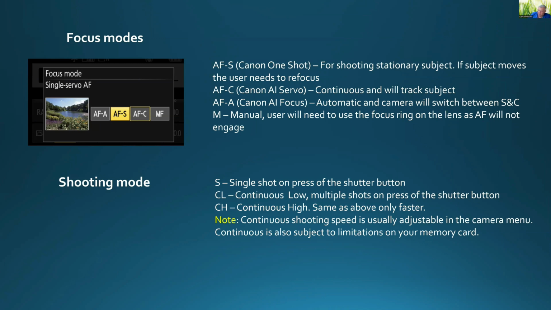You could also have a CL or a couple of squares as a little picture, which means continuous low. So you'll press your shutter button down and it will take multiple pictures, but it will be slow. Continuous high might be a picture of 3 or 4 little squares on your camera, or it might say CH, and it will do it faster. So you press your shutter and it will take multiple pictures, but it'll be faster than the CL.